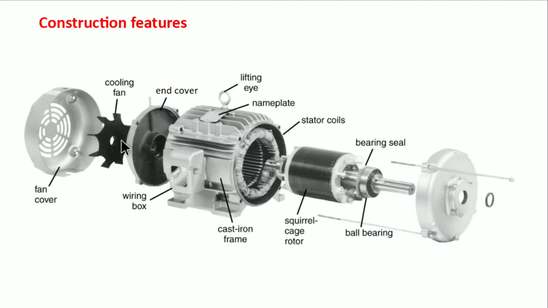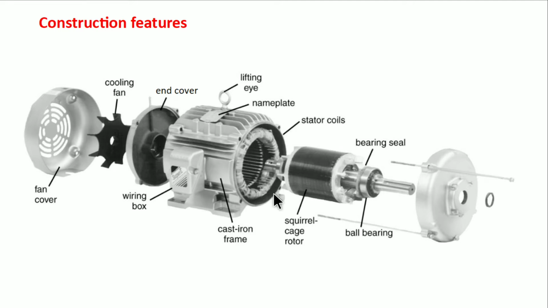It is after dismantling the motor. This is the stationary part called the stator. It is fixed to the foundation with the help of bolts through feet, and this eye is for lifting the motor for installation and repairing purposes. And here is the terminal block where connections are made with the external supply to the motor windings, and inside it is the core, windings, etc.